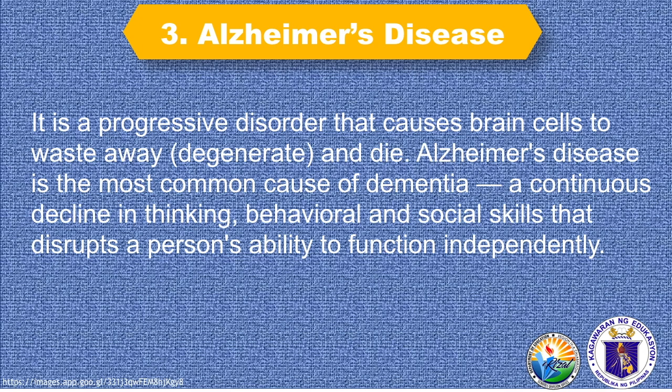Okay, when we say dementia, this is a continuous decline in thinking, behavioral, and social skills that disrupts a person's ability to function independently. As you may be aware, dementia is very common among older people. They often forget things. They often forget some of their family members, and sometimes they forget the events that had happened in their lives.